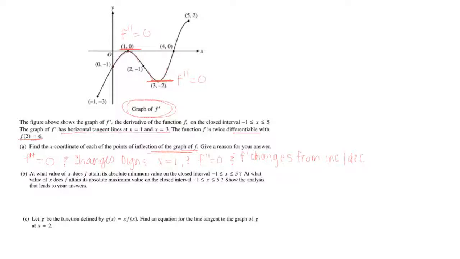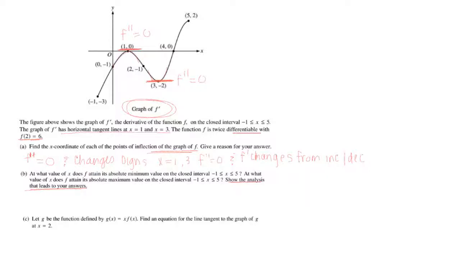Okay, so at part B, at what value of x does f attain an absolute minimum value on the closed interval, and at what times does x attain an absolute maximum on the closed interval? And show your analysis that leads to your work. So here, as far as showing your analysis, we've really not looked at a major technique for that yet, but I do want y'all to look at the graph and see if we can pinpoint where we would have an absolute min and absolute max.